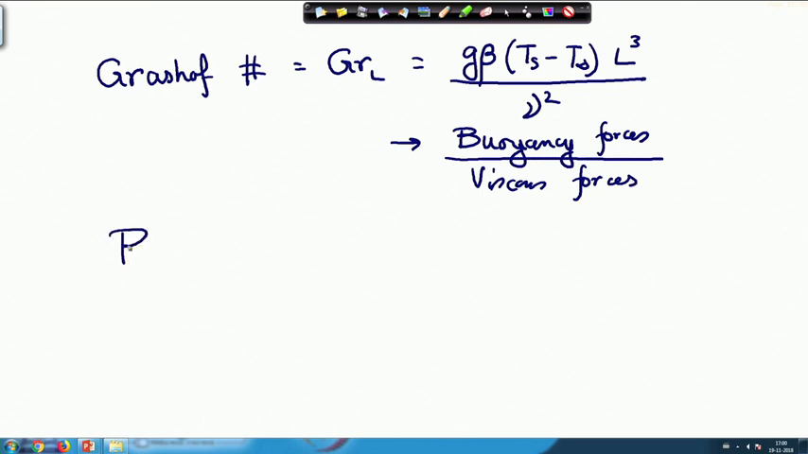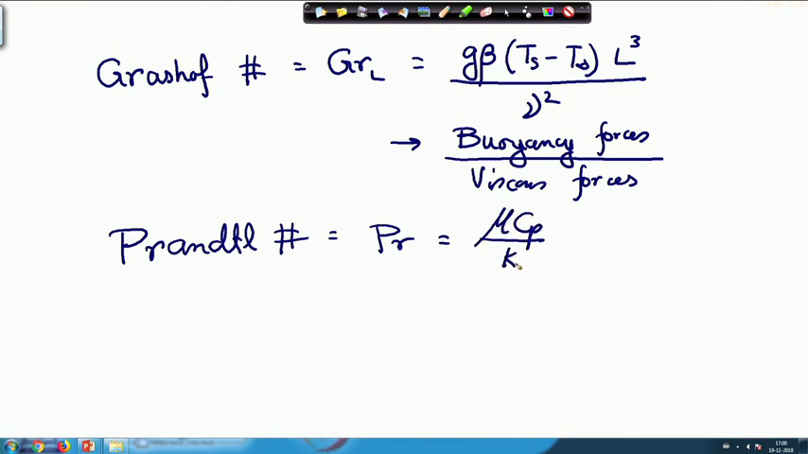There is another one which is completely a fluid property, which is known as the Prandtl number, Pr, and that is given by mu Cp over the fluid conductivity Kf.